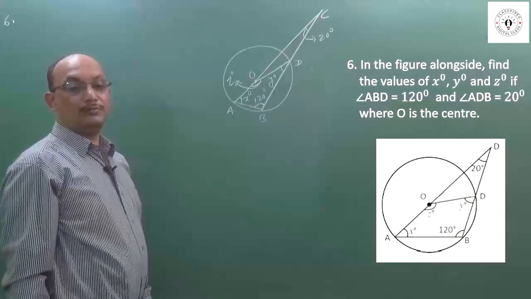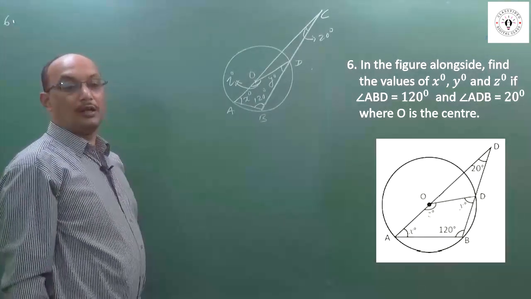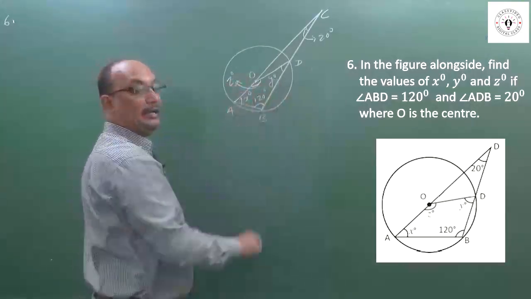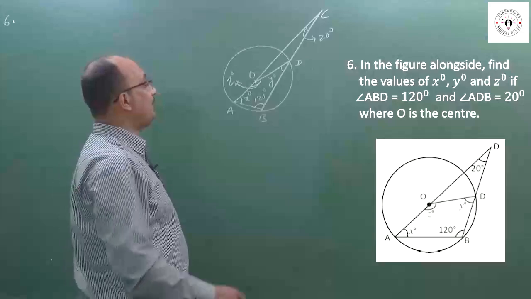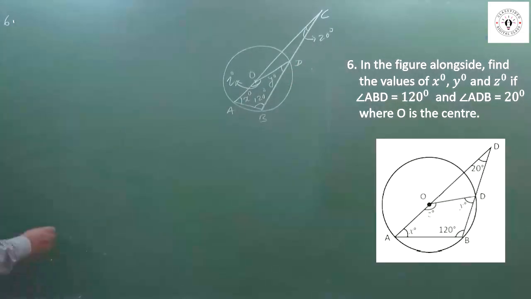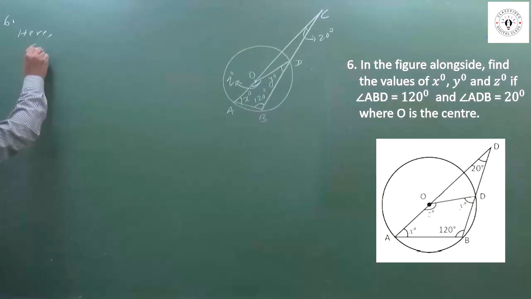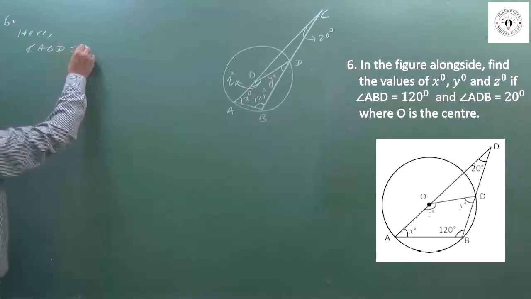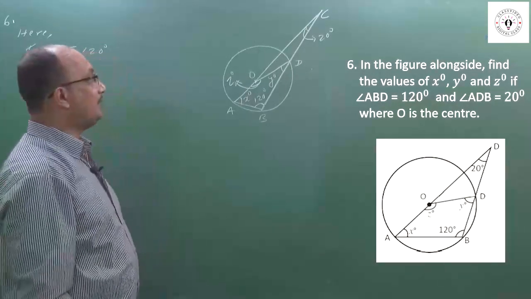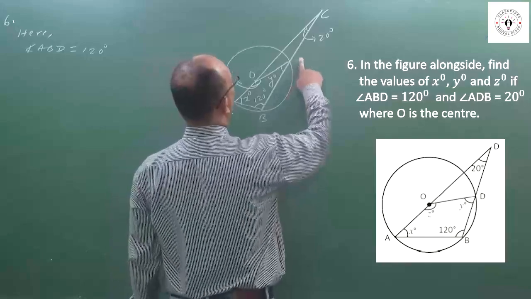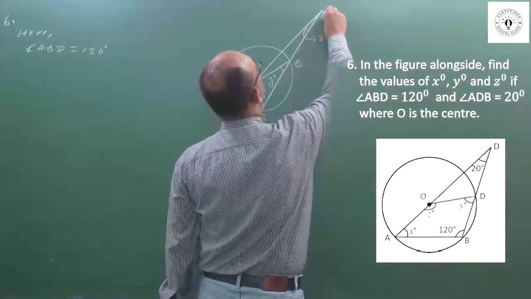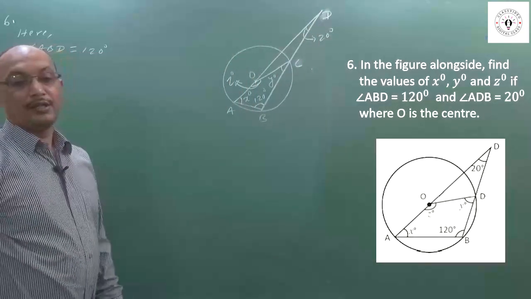Yes. So in the given figure, we have to find the value of X degrees, Y degrees, and Z degrees. If angle ABD is 120 degrees, here angle ABD is 120 degrees. Then we have ADB. ADB, so change its name. ADB means this is C, as this becomes D. ADB is 20 degrees.